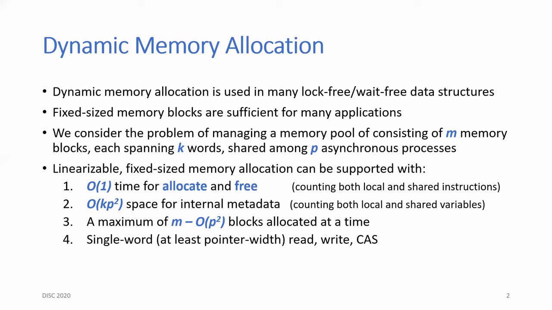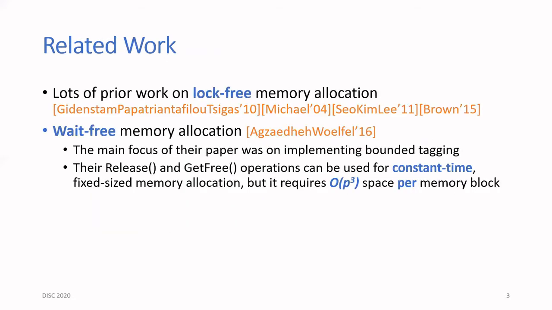Finally, our allocator uses only single-word pointer-width read, write, and compare-and-swap. This means that each base object is just big enough to hold a pointer, and this saves us from hiding bits in pointers or using unbounded sequence numbers. Although this result is mostly meant to be a theoretical contribution, the constants are small, so we believe that it will be fast in practice as well.